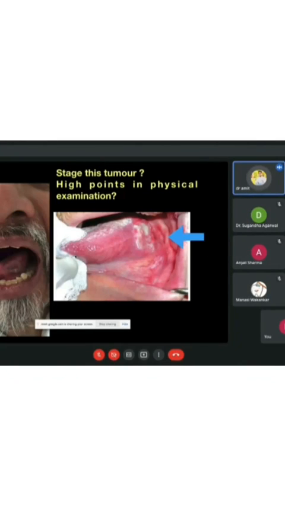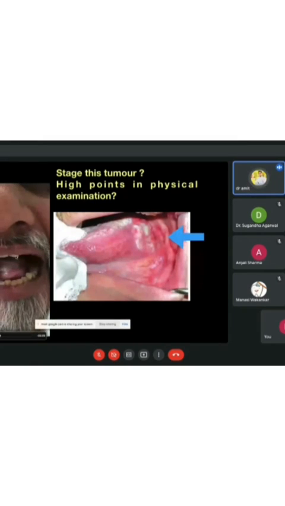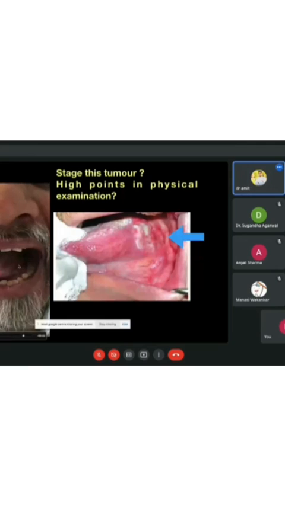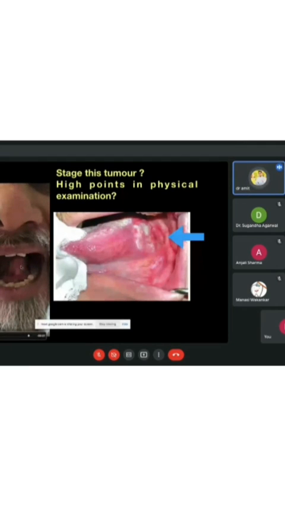So just wanted to show you that this was the lesion, and this is the patient, and this patient had a symptom of pain radiating towards the ear, and the patient is not able to swallow properly, and the movements of the tongue are also restricted, you can see. Okay, he is not able to move his tongue properly.